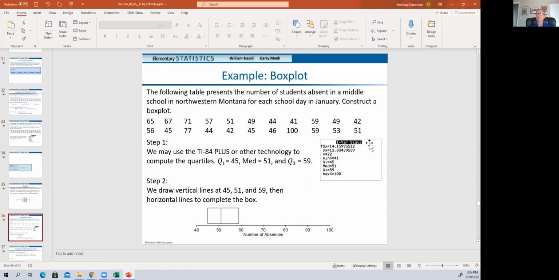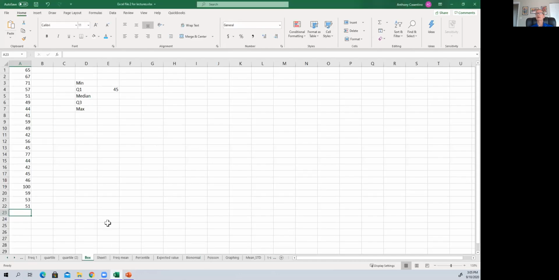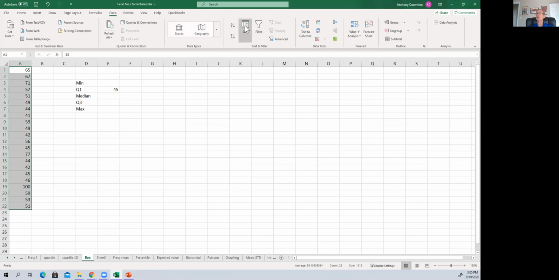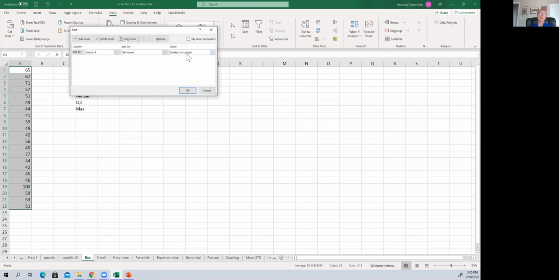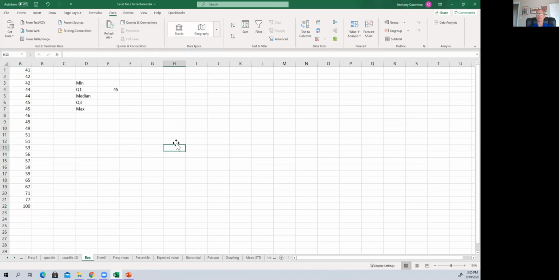So what I did is I took this set of data for absences in a school in Montana for the month of January, and I typed the data in right here. Once the data is in, the first thing you want to do is sort it. You highlight and go to data, hit sort, and 99% of the time I sort smallest to largest, so that's the default. And you can see I've sorted it from smallest to largest.